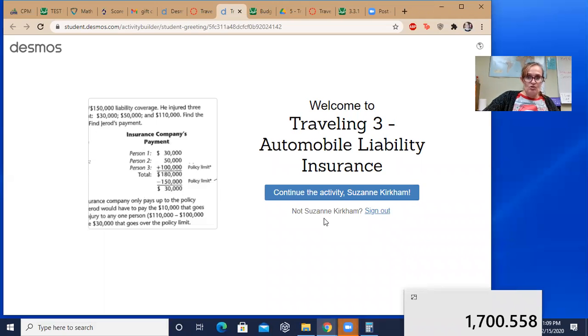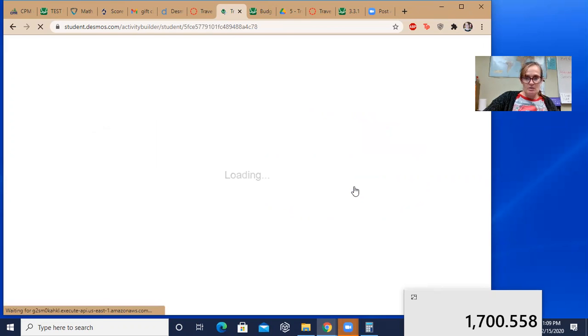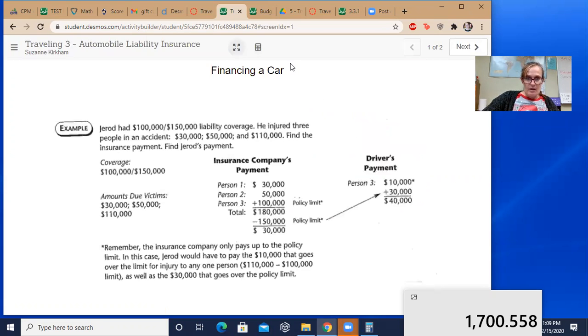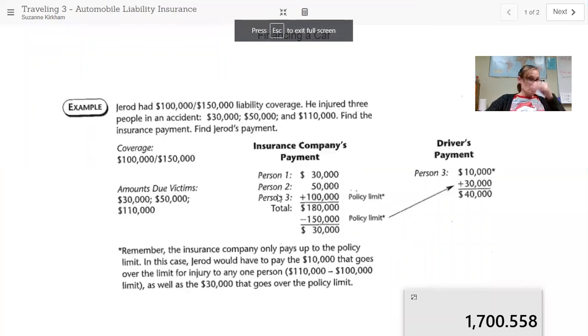Okay, all right, so traveling 3, automobile liability insurance. Okay, we're gonna make this big. So what you've got to do is figure out what is the most that the insurance will pay out for each person and in total, because there's a max they'll give to each person, and a limit on how much they're going to give total, because they're not going to pay everything. All right, so we'll read the example.